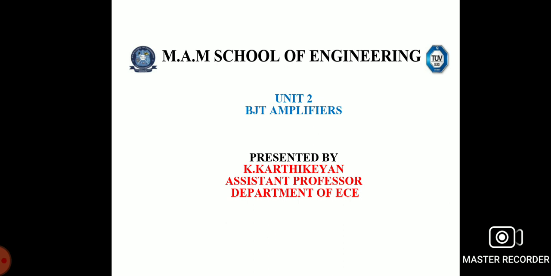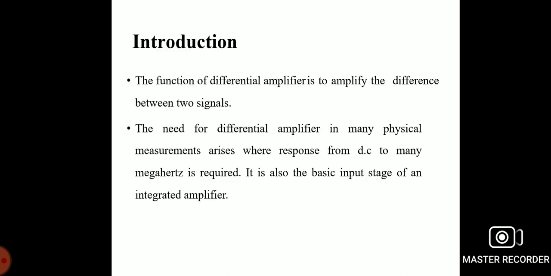In this lecture, EC 8351, Electronic Circuits 1, Department of Electronics and Communication Engineering, third semester. Today we are going to discuss the BJT amplifier. It is Unit 2. So, the introduction: what is an amplifier? What is a differential type of amplifier? Now we can move to the introduction of the BJT amplifier.